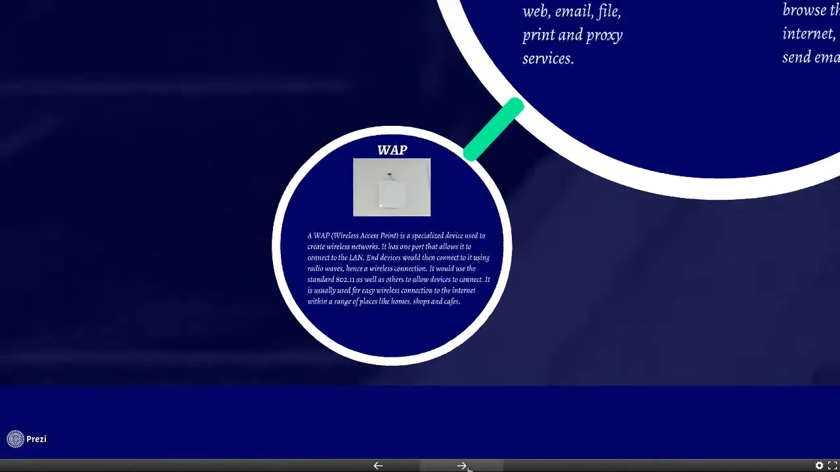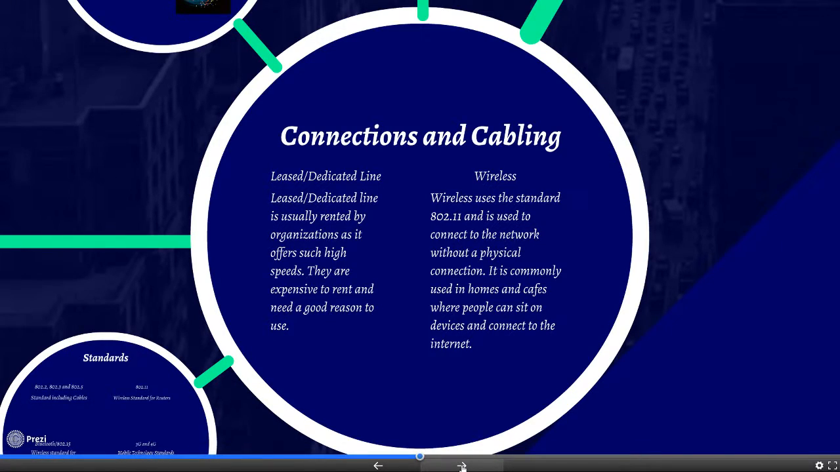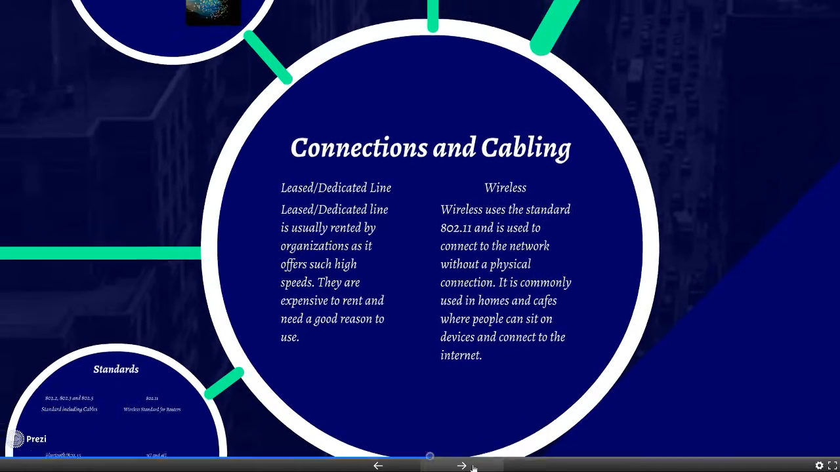The next type of components I will be talking about are connections and cabling. The first connection I will talk about is leased dedicated line. It is commonly used by organizations as it can support very high speeds, and as they are expensive, they require a valid reason for its use. Another connection is wireless. Wireless connection in homes usually uses the standard 802.11. It is useful as it means that there are fewer wires involved in the network, which means easier setup and maintenance. It is used in homes as it is much easier to connect to, as it is a few clicks away on whatever device you are using.